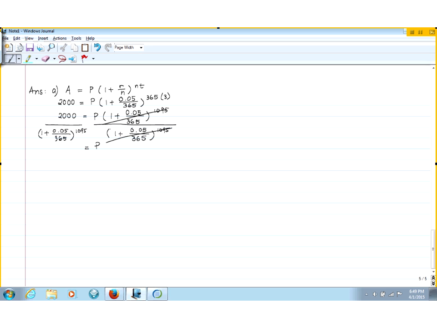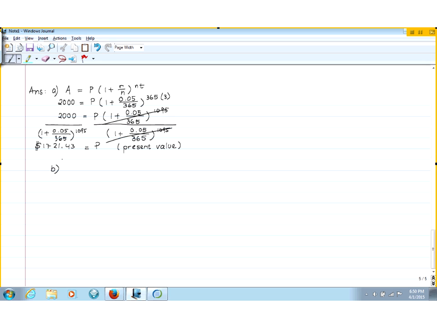Okay, so this is the answer for your P. When we use the calculator, P is equal to 1721.43, and this is our present value. So if we need $2,000 in 3 years, this is how much we should save now, if the interest is compounded daily.